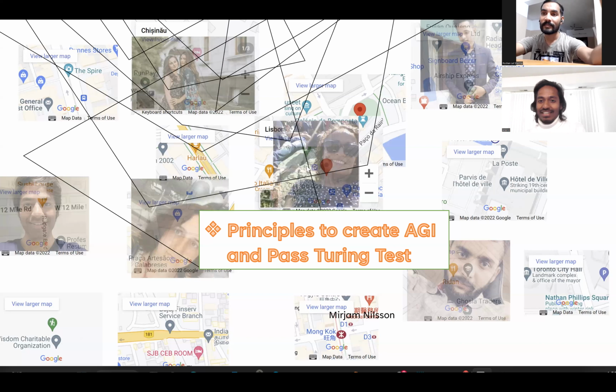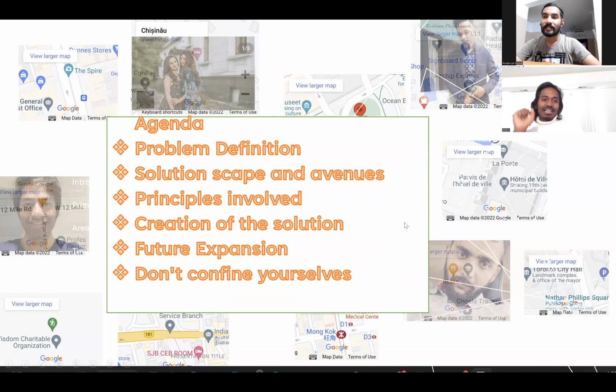That is the objective of all this work which we have done. Let's go ahead and see what we have got today. The agenda for today's discussion starts with the problem definition, then the solutionscape and avenues, in the sense of how it can be used for further expansion, principles involved, creation of the solution and future expansion. I'm requesting the audience and the viewers not to confine themselves and to have a free flow of thoughts.